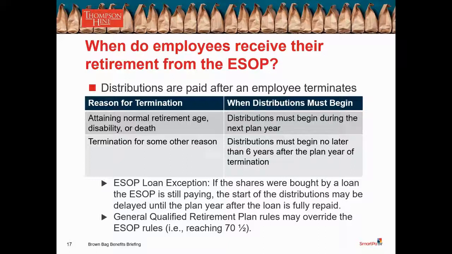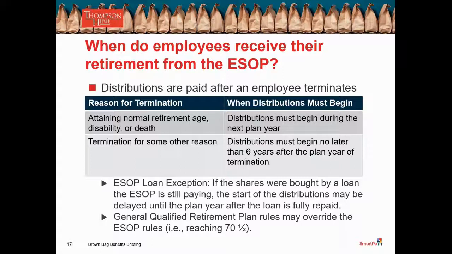So this slide summarizes some distribution rules, and they get very technical, and we're not going to make your eyes glaze over going through all of them today. Just realize that if the reason for termination was normal retirement date, disability, or death, the distribution starts sooner than for termination for any other reason. But people above normal retirement age, typically 65, people who are disabled or die, still have to wait until the next year. It's not just January 1st of the next year, because we talked about the valuation process.